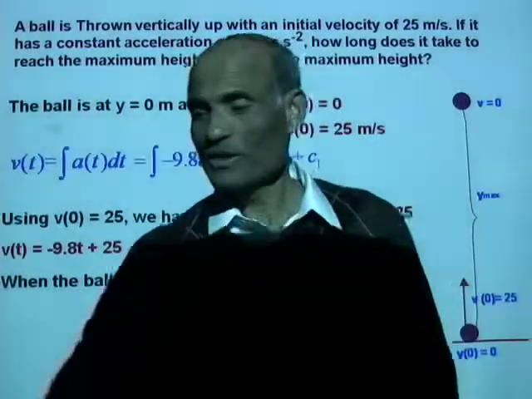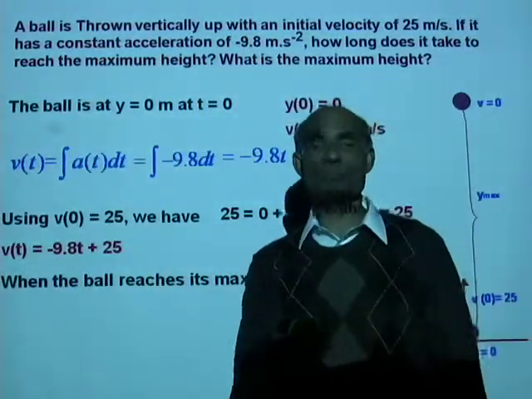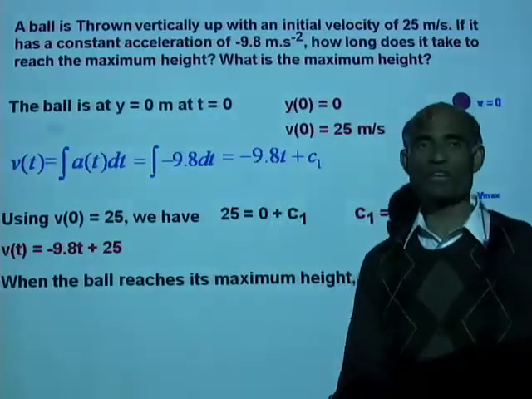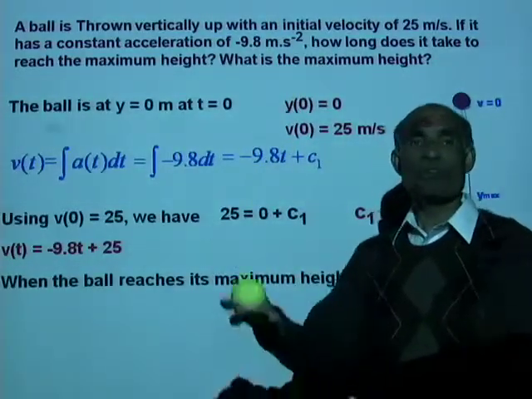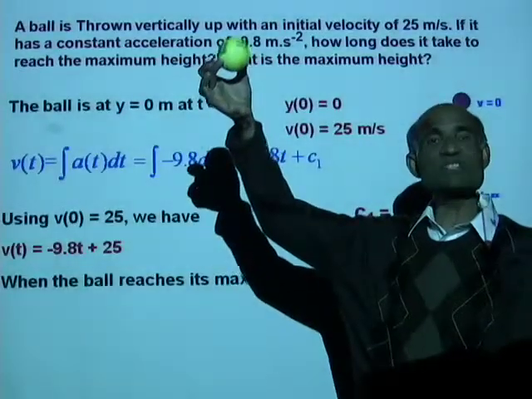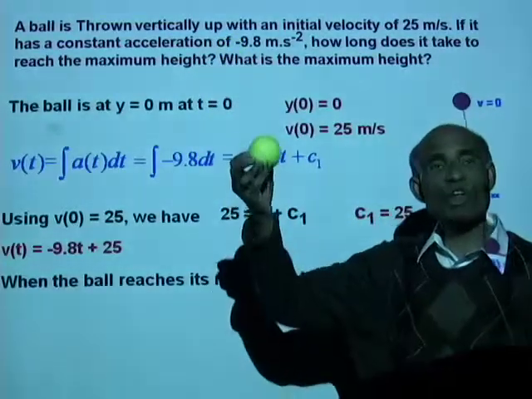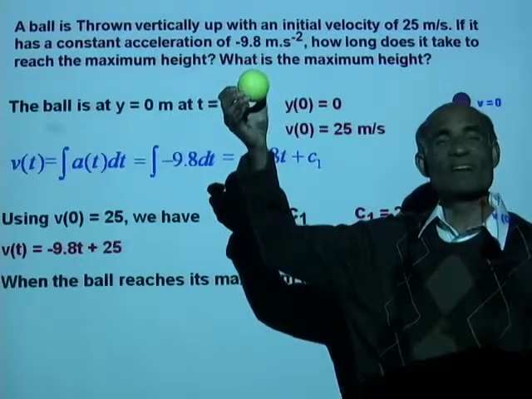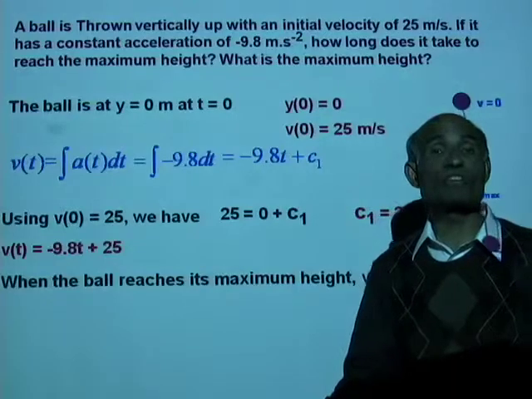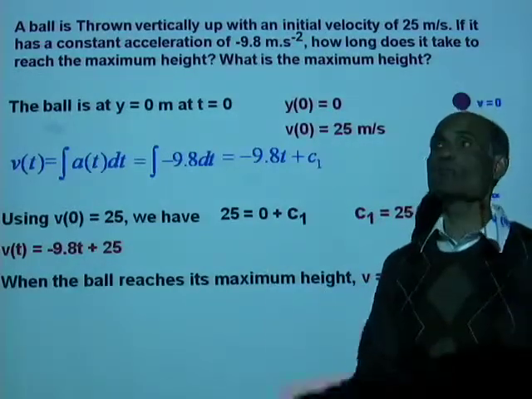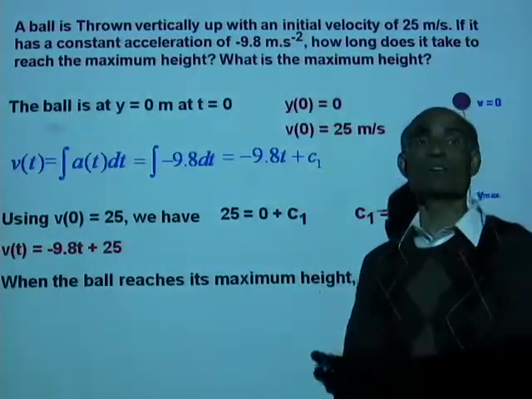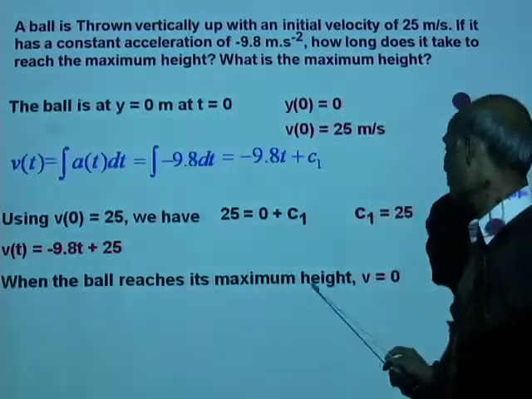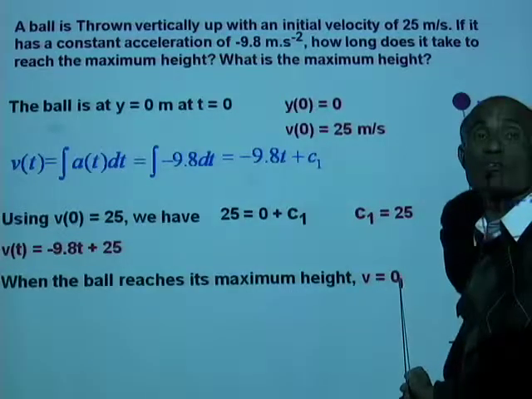Now tell me, if you throw a ball up with a certain velocity, when it reaches the maximum height, it stops. So what is the velocity when the ball reaches the maximum height? At the maximum height, its velocity is 0. It goes up and stops and then returns. So we say when the ball reaches its maximum height, its velocity v equals 0.